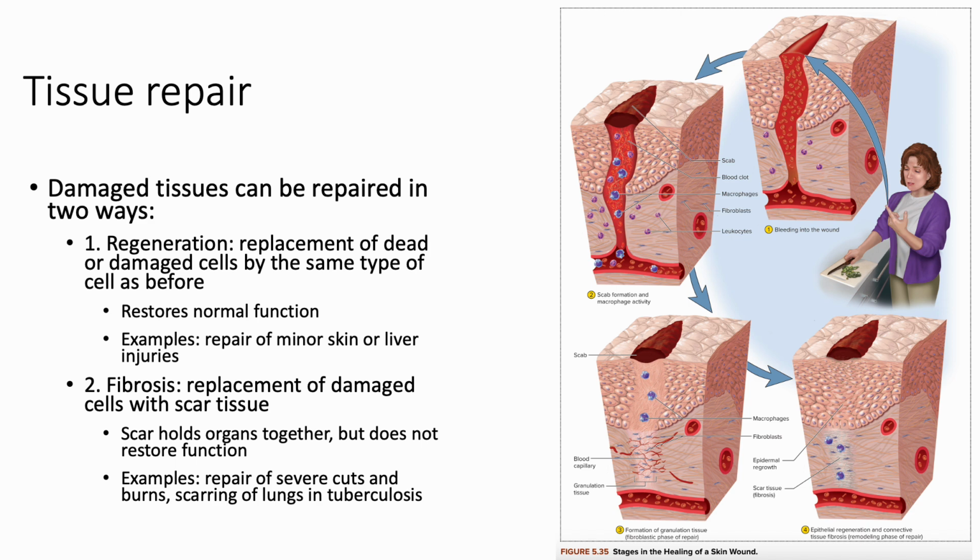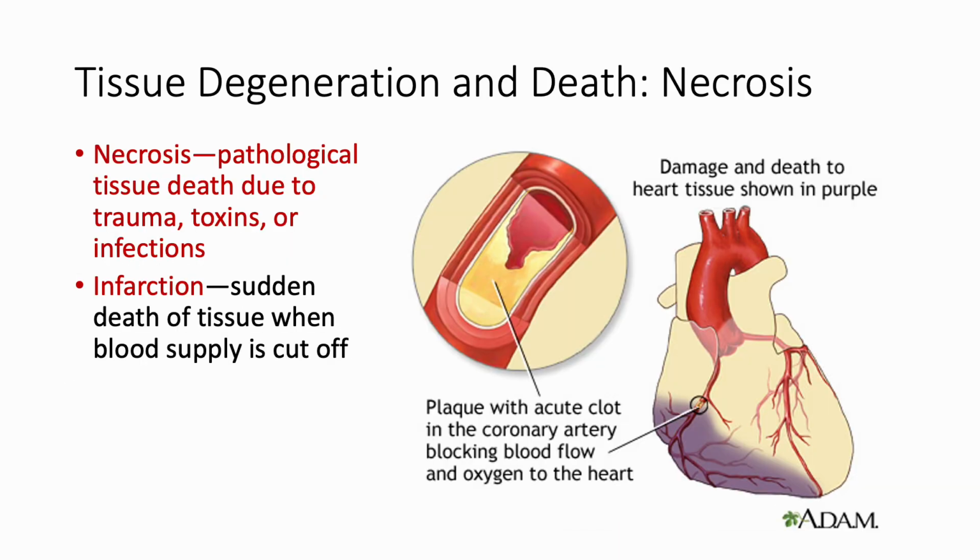Tissue repair. Damaged tissue can be repaired in 2 ways. We can regenerate. We can replace the dead or damaged cells by the same type of cells as before. And when we have regeneration, we restore normal function. Versus fibrosis, we are replacing the damaged cells with scar tissue. Scar tissue means it's just there to hold the organs together. It does not restore function. So know the difference between regeneration, tissue repair, and fibrosis.